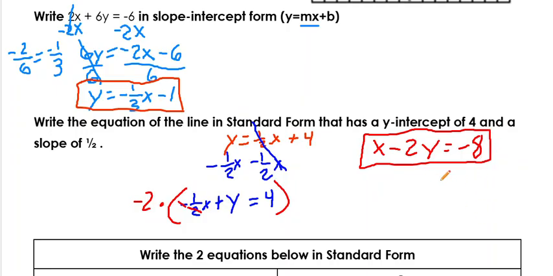Okay? So that's standard form and how to go from slope-intercept form to standard form, and standard form to slope-intercept, or slope-intercept form to standard form.